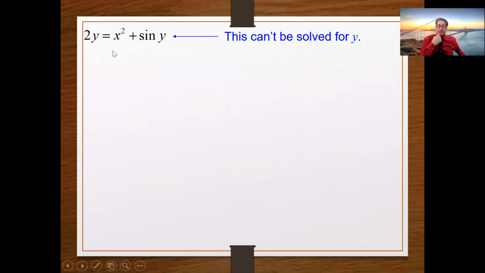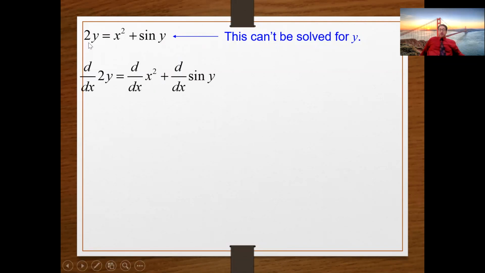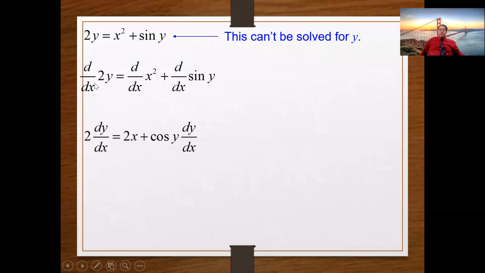So that's our today's lesson. First step: it's 2y times dy over dx. Take the derivative here and there. The derivative of 2y is 2 times dy over dx. The derivative of x squared is 2x, and stop. Plus the derivative of sine y, cosine y, multiplied by dy over dx.